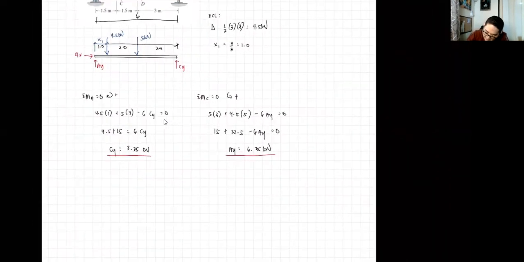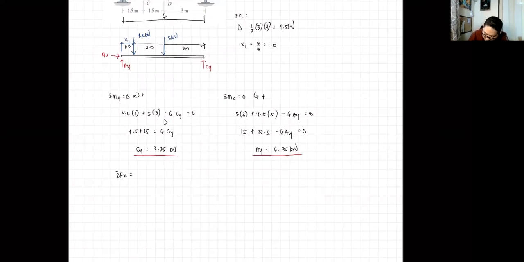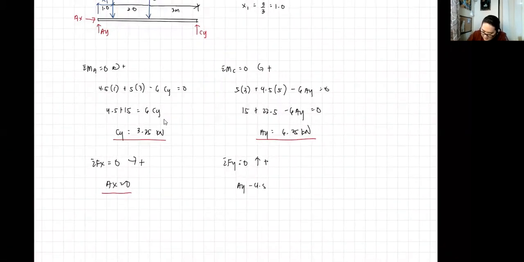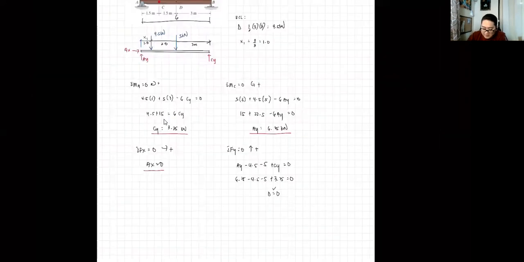Next is we have yung summation of Fx equals to 0. So taking to the right is positive, so Ax equals to 0. So since there's no other horizontal force, that will be our answer. Then summation of Fy to check our values, taking upward as positive. So we have Ay minus 4.5 minus 5 plus Cy natin is equals to 0. So we have 6.25 minus 4.5 minus 5 plus 3.25. That is exactly equal to 0. So ibig sabihin, our answer for the values of support reaction are correct. Okay, so ito na yung values natin for support reaction.